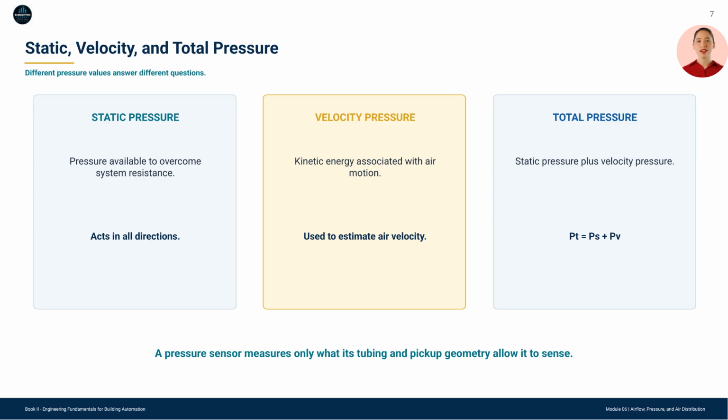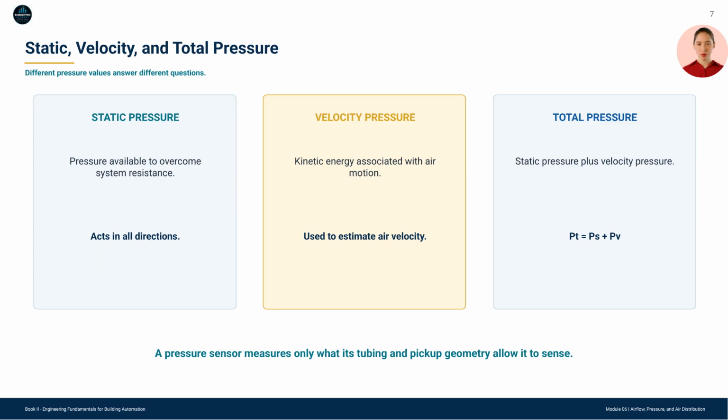Static pressure, velocity pressure, and total pressure are related, but they answer different questions. Static pressure is the pressure available to overcome system resistance. In duct static control, this is usually the pressure the BAS is trying to regulate. Velocity pressure is the energy of moving air. It helps us estimate air velocity. Total pressure is static pressure plus velocity pressure.